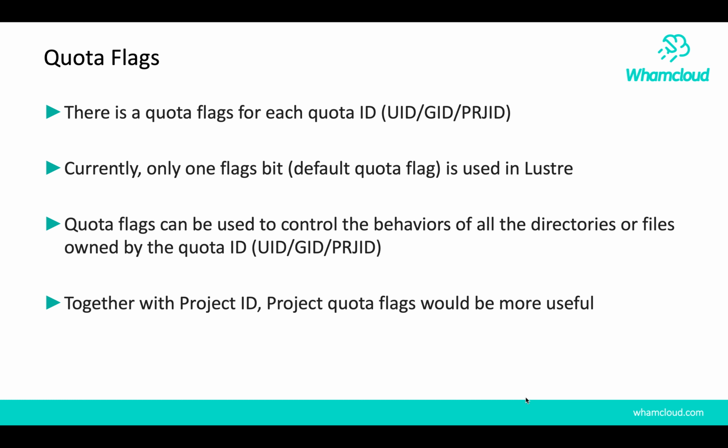Okay, the quota flag. There is a quota flag for each quota ID. The quota ID refers to the user ID, group ID, or project ID, all called quota ID. The quota flags can be used to control the behaviors of the files owned by that quota ID. Currently, only one quota flag is used, which is the default quota flag.